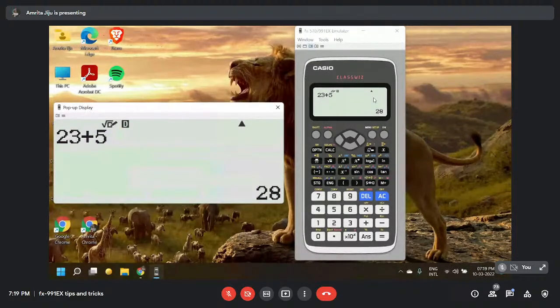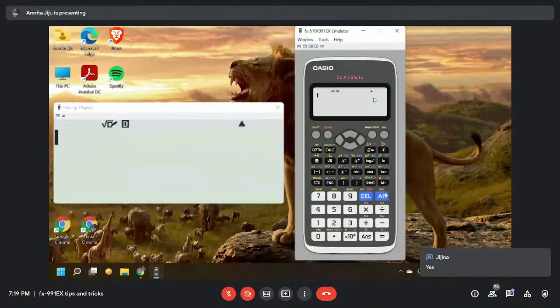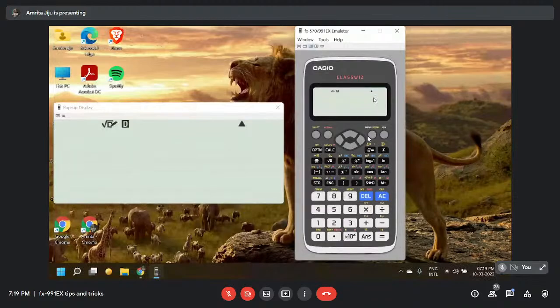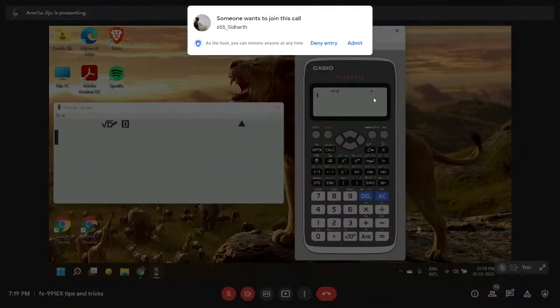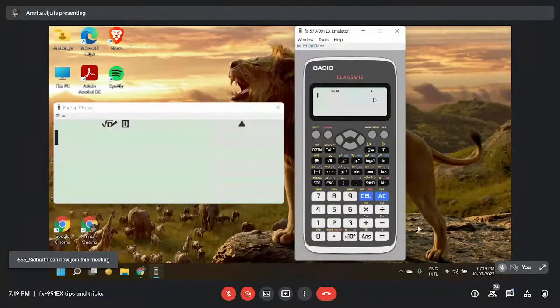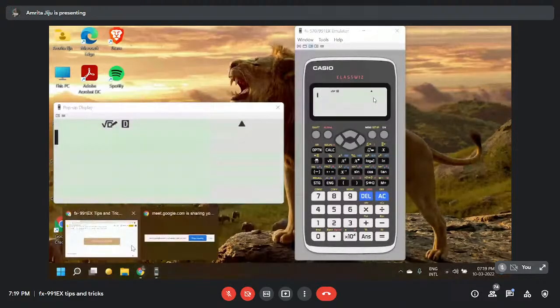Basically, I'll take you on a tour of this calculator. Let's see how all the functions really work, and then we can slowly switch over to the different menu functions. I recommend you take out a pen and paper so that you can jot down what I'm saying. It's just a hands-on session, and I'll be explaining everything really fast at the moment.